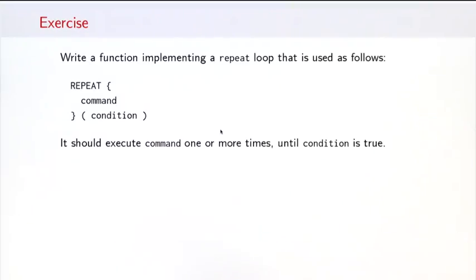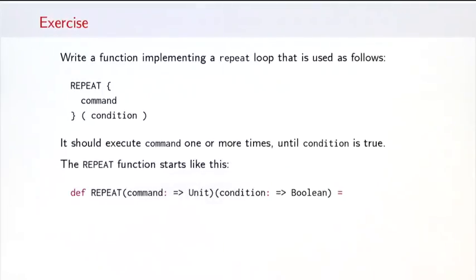Now, you've seen how to emulate while loops with just a function definition and a call. What about repeat? Let's write a function that implements a repeat loop to be used as follows. Repeat command, and then it should stop once the condition here is true. How would you do that? If we look at the usage of the repeat function, then it's clear that the definition should look like this. Repeat takes a by-name parameter command of type arrow unit and a by-name condition of type arrow boolean, so it's also a by-name parameter. And its body would be like this.